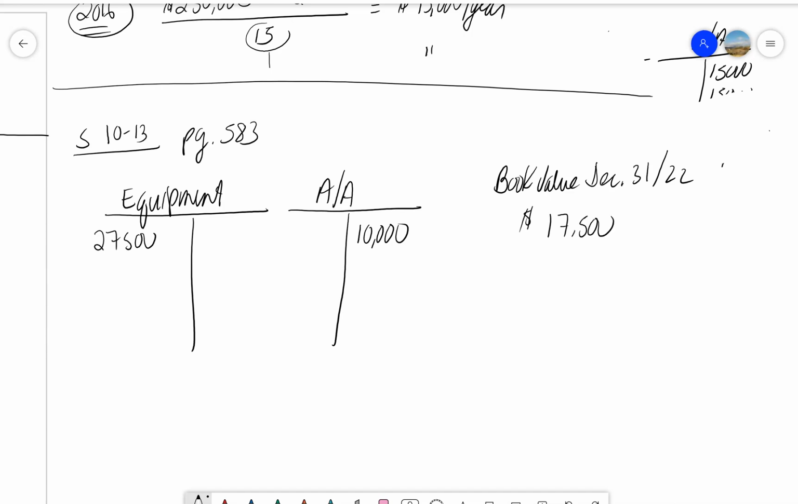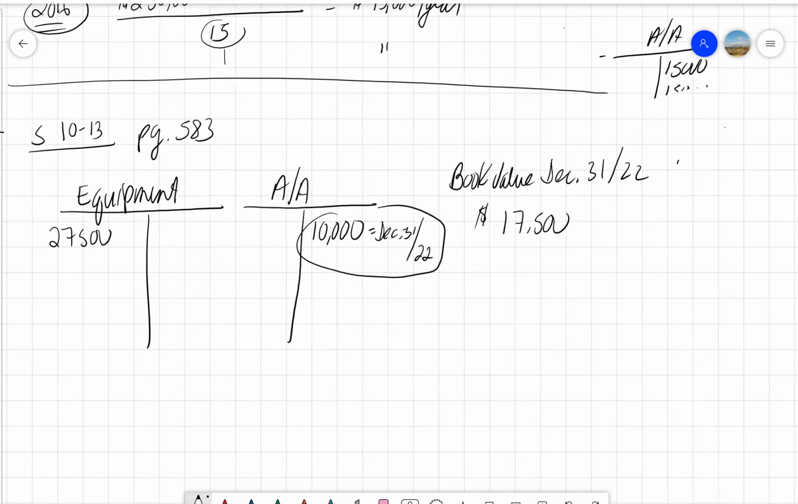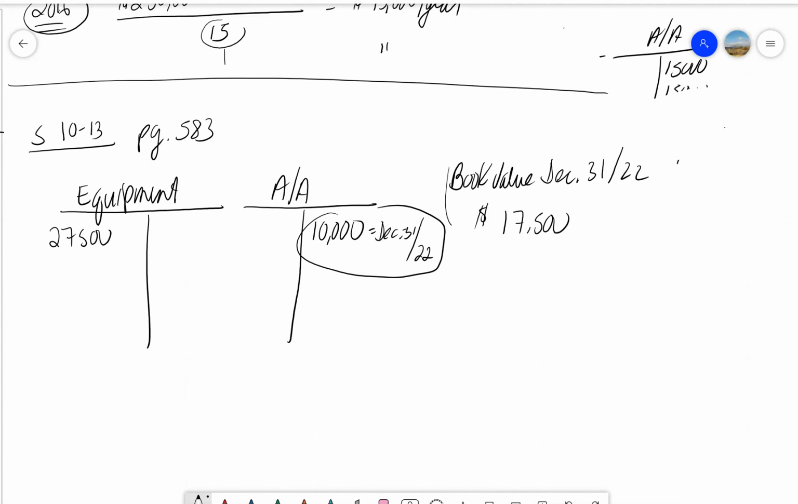So remember we said there's sort of 3 steps. This accumulated amortization is up to date because this is the amount at December 31st, 2022. So that is all up to date. So we don't have to record any amortization expense because it's been done for us already. Then we should figure out, did we make any money or did we lose any money on the sale? Well, this is where we compare it to the book value.